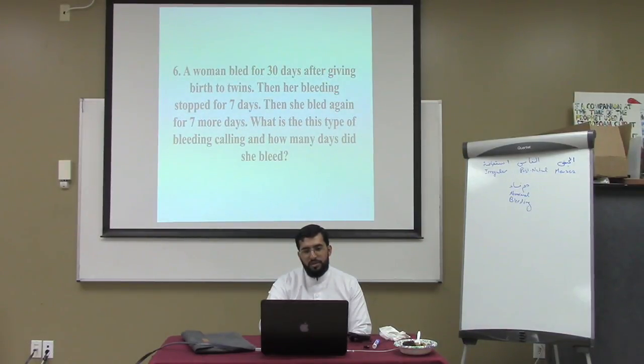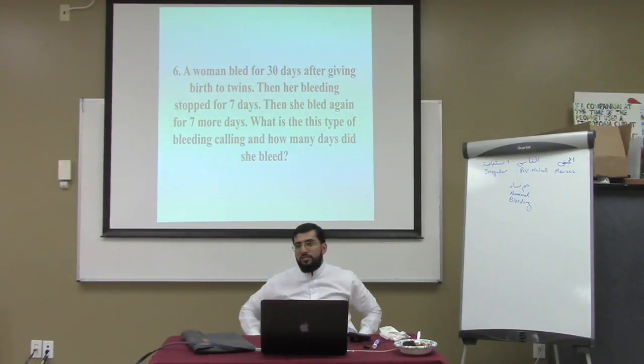A woman bled for 30 days after giving birth to twins. Then her bleeding stopped for 7 days. Then she bled again for 7 more days. What is this type of bleeding called, and how many days did she bleed? Which of these 4 types of bleeding is it? Postnatal. She bled after giving birth.